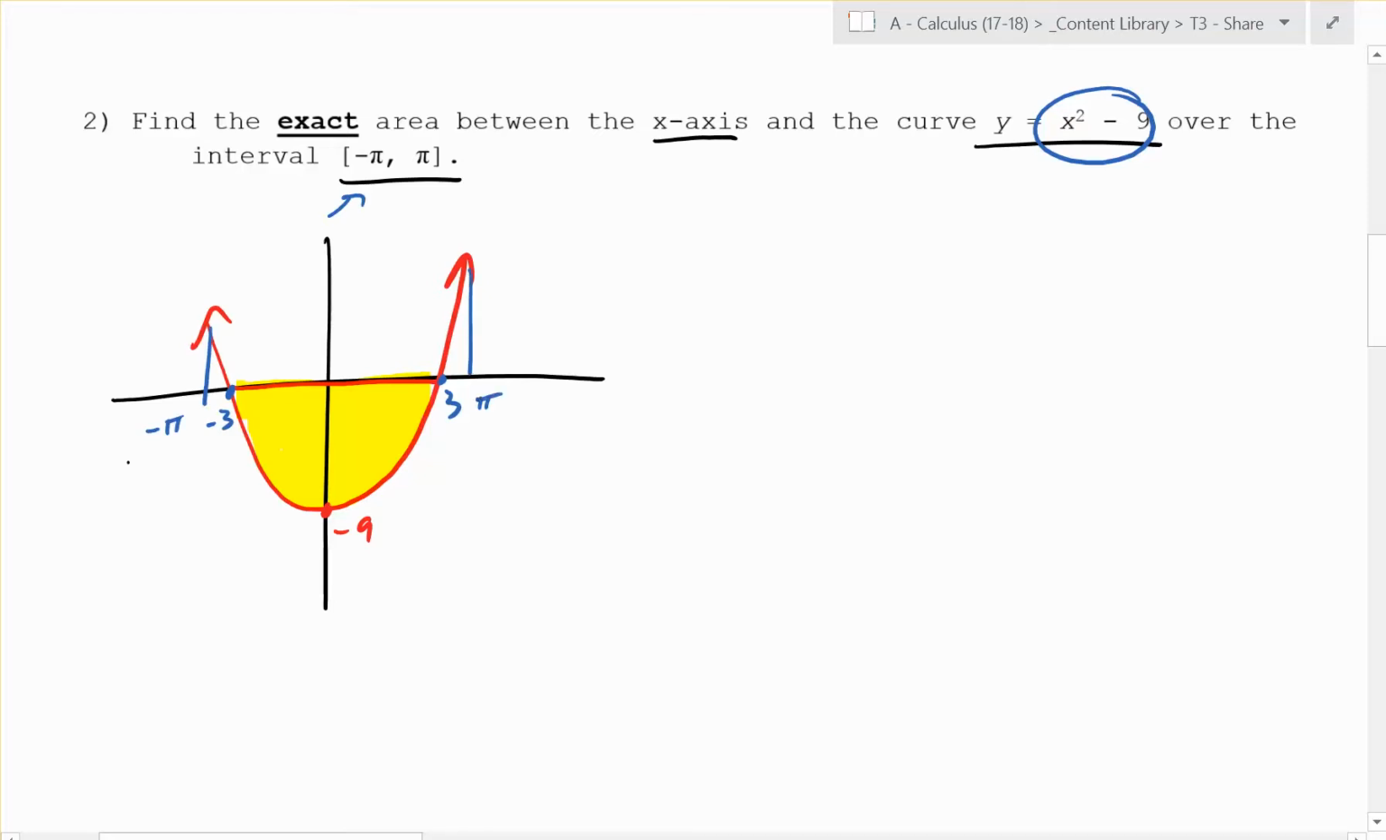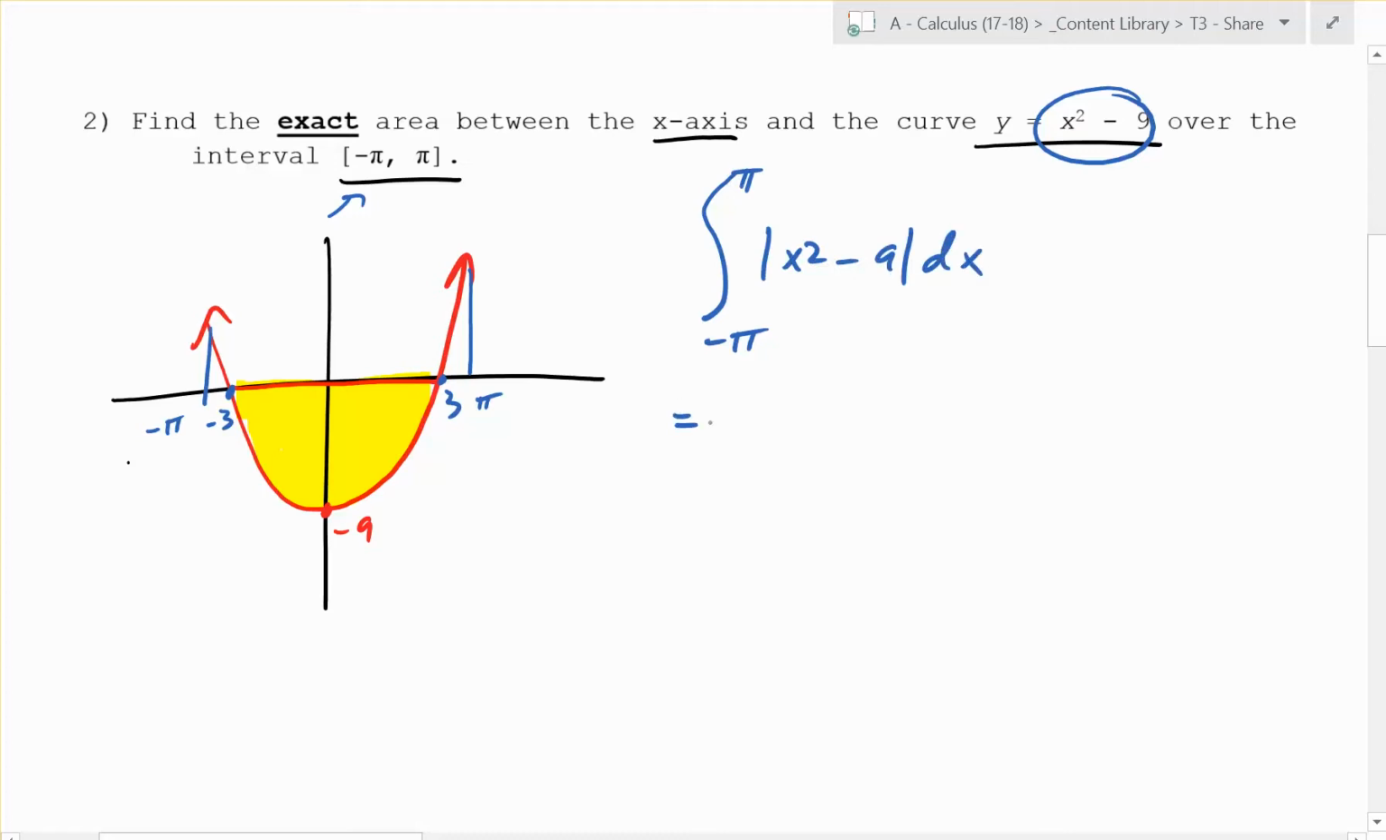So if we want to find the exact area between the x-axis and the curve, since it's asking us for the area between the x-axis and the curve, we need to make sure we're really careful because it's always going to be positive. So at some points it's above and at some points it's below. So what we've done in the past is we've done an absolute value of this thing, meaning we've done the integral from negative pi to pi of the absolute value of x squared minus 9 dx.